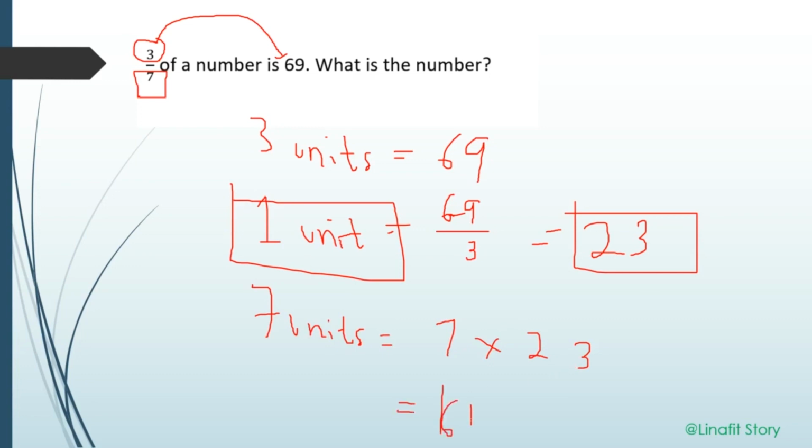So 7 units will be 7 times 23 equals 161. Or another way to solve this question is 7 out of 3 times 69 equals 161.